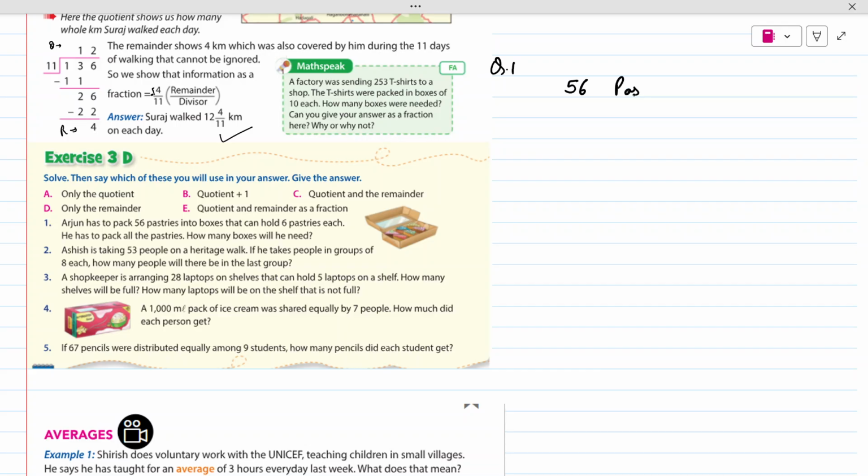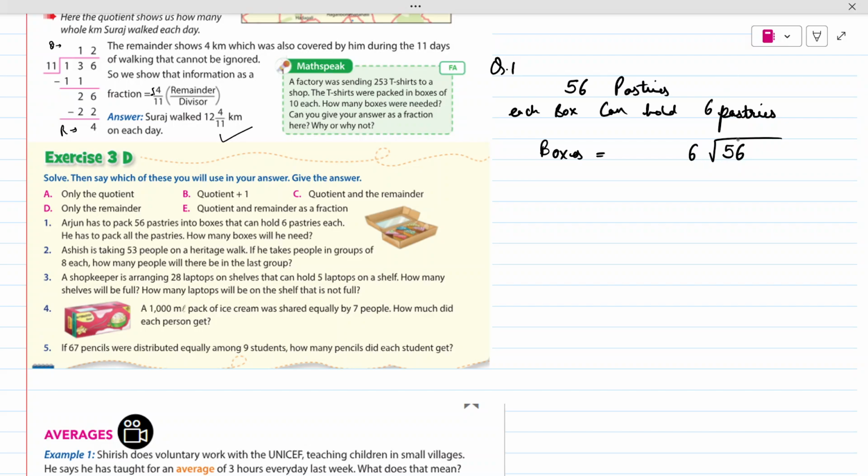Okay, 56 pastries. Each box can hold 6 pastries, and we have to find out how many boxes are required. So how can we find out how many boxes are required? We have to divide the total number of pastries, 56, by the number of pastries one box can hold, that is 6.